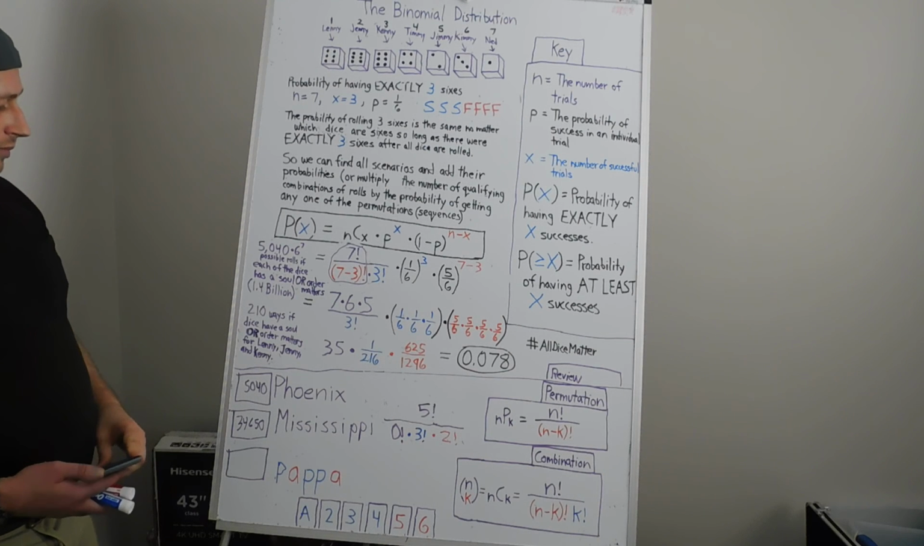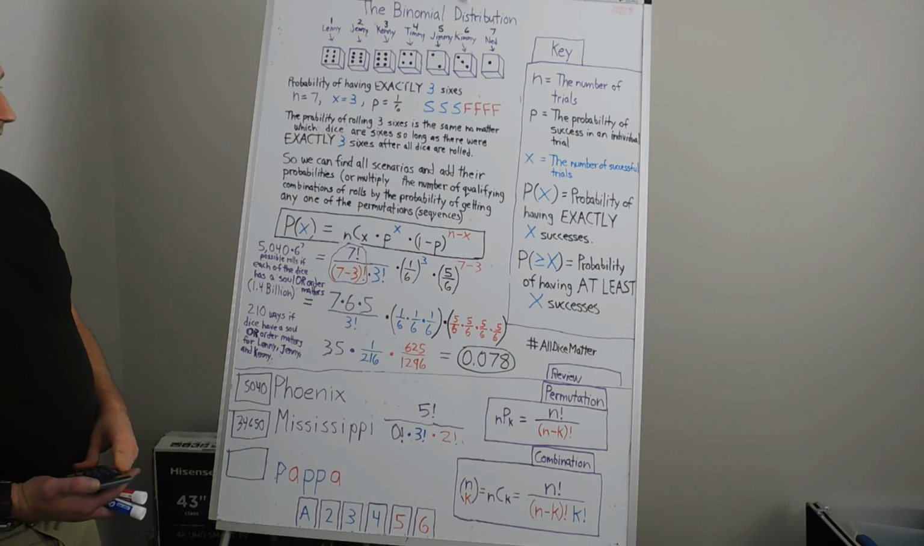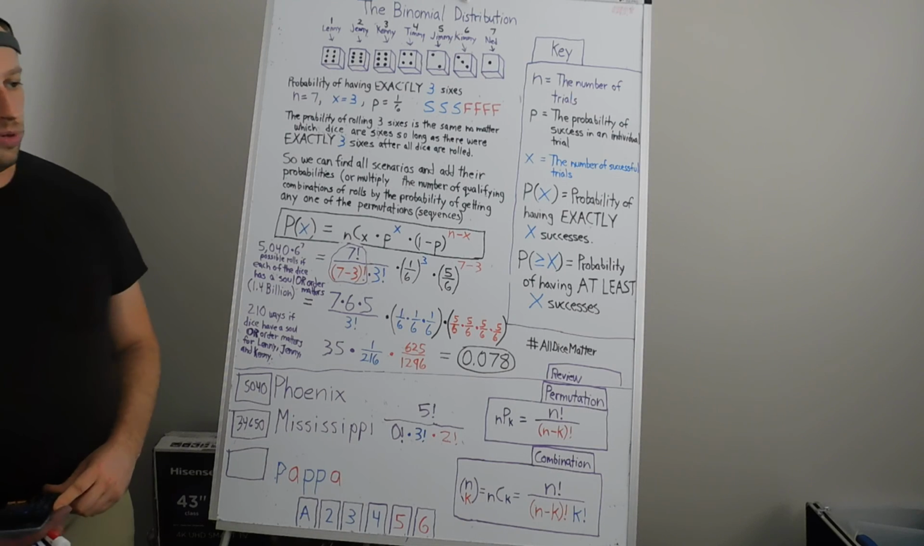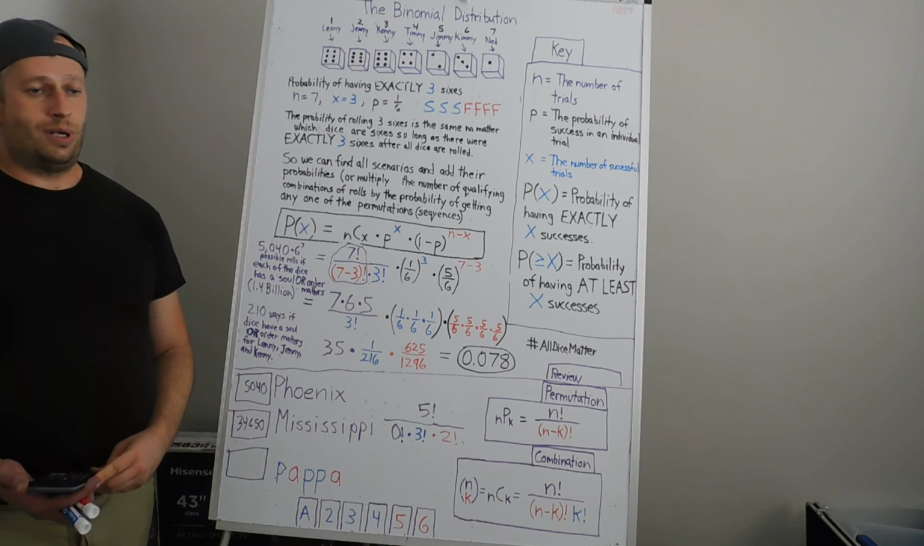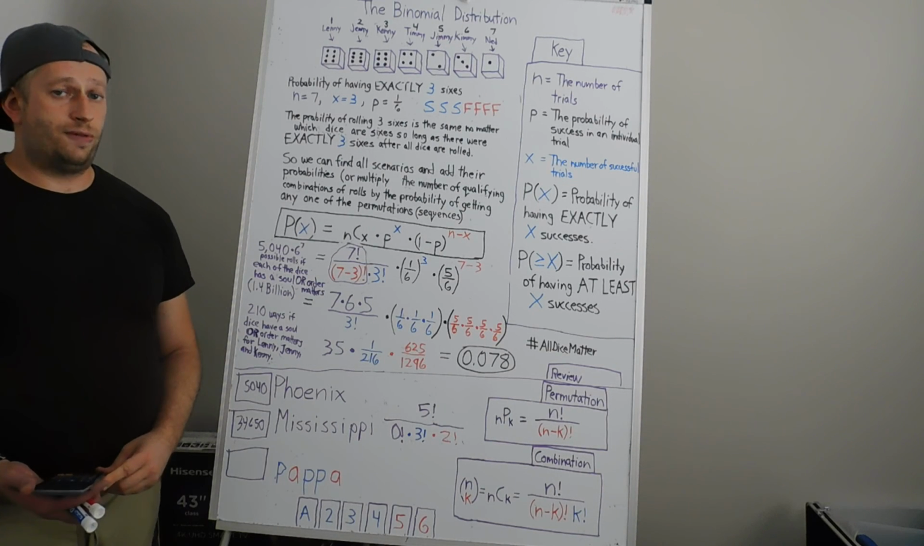So this is pretty useful for a lot of things if you just want to know the probability of having a certain number of successes, but you have to be able to break it down to success or failure.